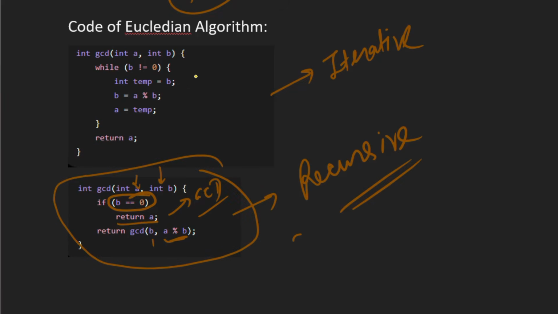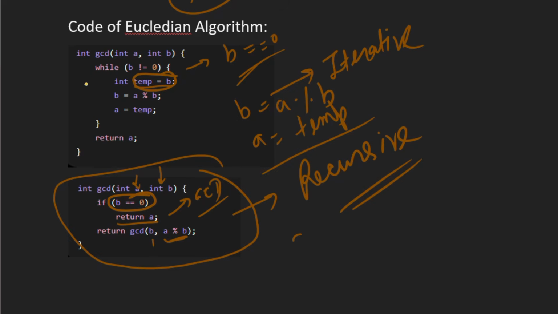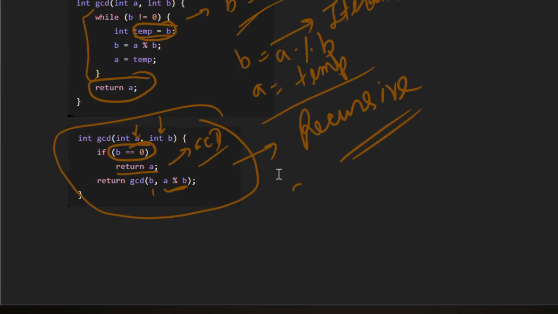Now in the iterative approach, we use a while loop until b is not equal to 0, right? Then we store the value of b in a temporary variable, and then we replace b with a modulo b, and then a gets the value of b, which we have already stored in temp, so we make a equal to temp, right? And once b becomes 0, we return the value of a. So this is the iterative code.